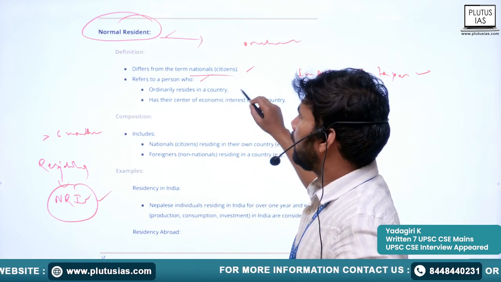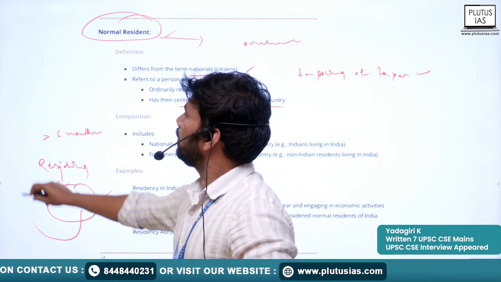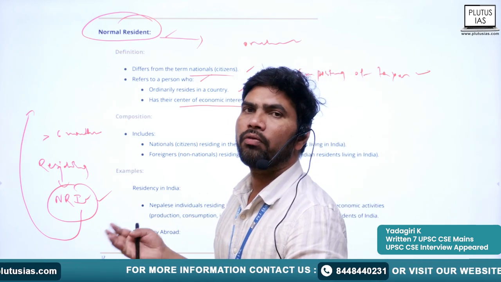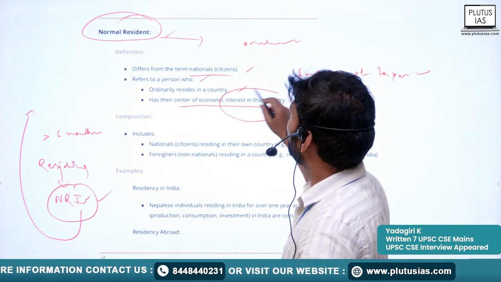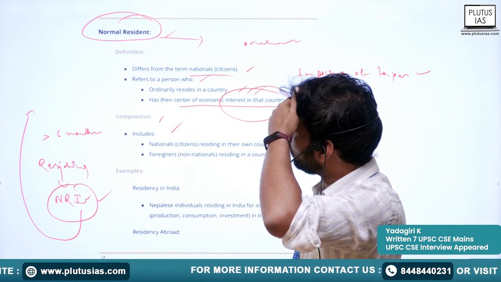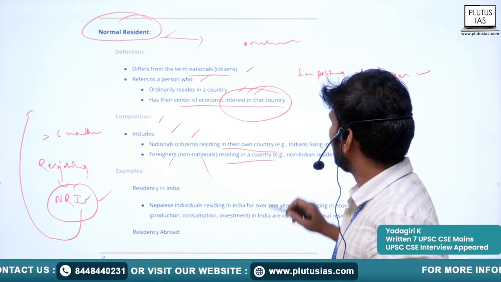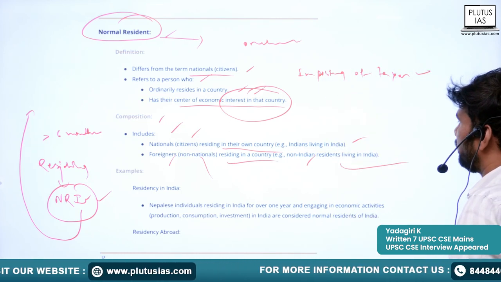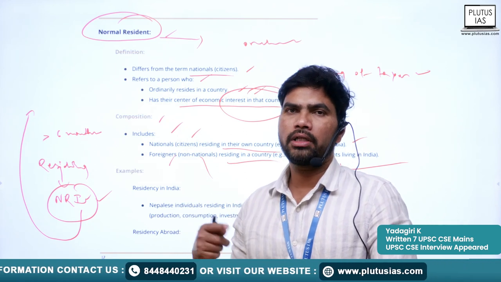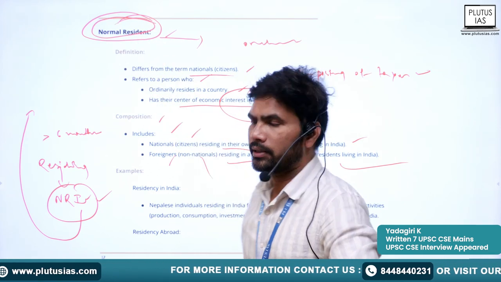It differs from the term nationals or citizens. It refers to a person who ordinarily resides in a country and has their center of economic interest in the country only. If you see the NRIs, they might be having their major economic activity in some other country. So that person will be excluded from the taxation or calculation of GDP, right? Whoever's economic interest is not there in India. Composition, if you see, the normal resident includes nationals or citizens residing in their own country, for example, Indians living in India, and foreigners or non-nationals residing in a country, for example, non-Indian residents living in India. So the people who are not citizens of India, but are residing within the borders of the country and whose major economic interest is in India, are considered as normal residents, right?